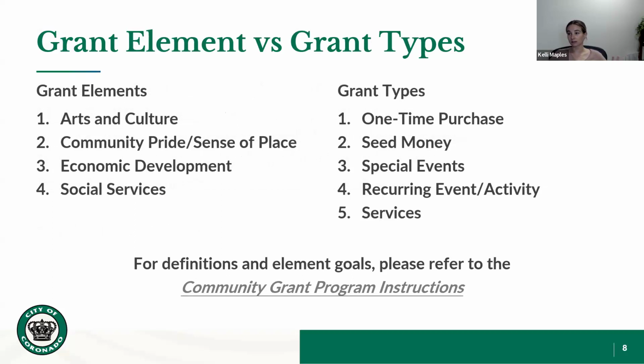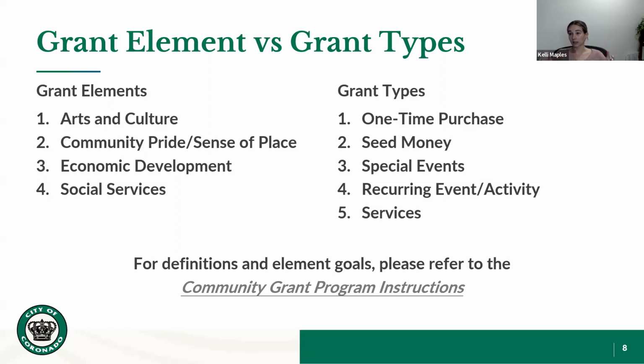So shifting gears a little bit, more so talking about the actual grant program. If you've applied to the grant program before, you're probably already familiar with these, but as a little refresher, the city's grant program is broken down into 4 grant elements, and then each application is applied under a type as well. So for the grant elements, we have 4 of them. That's arts and culture, community pride, sense of place, economic development, and social services. So that's kind of like the big picture.